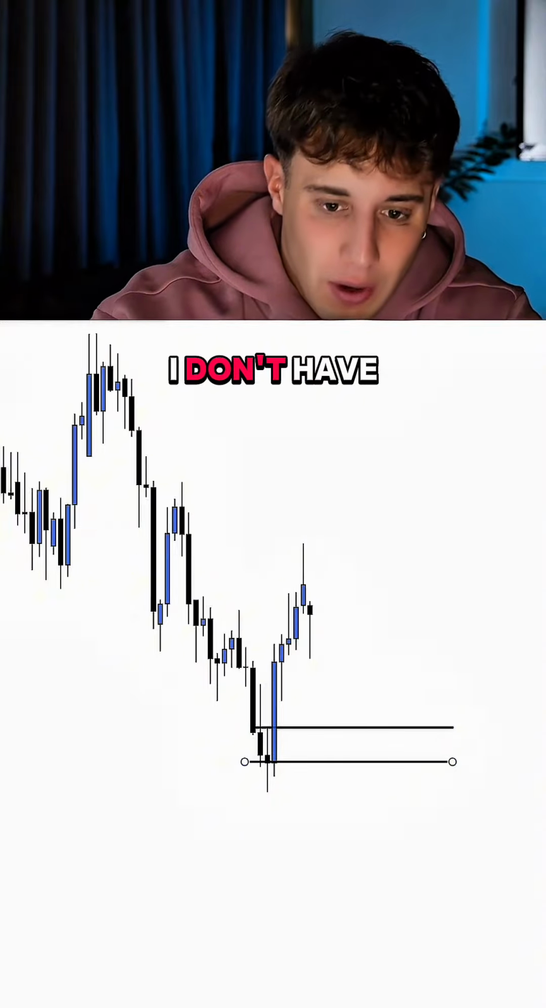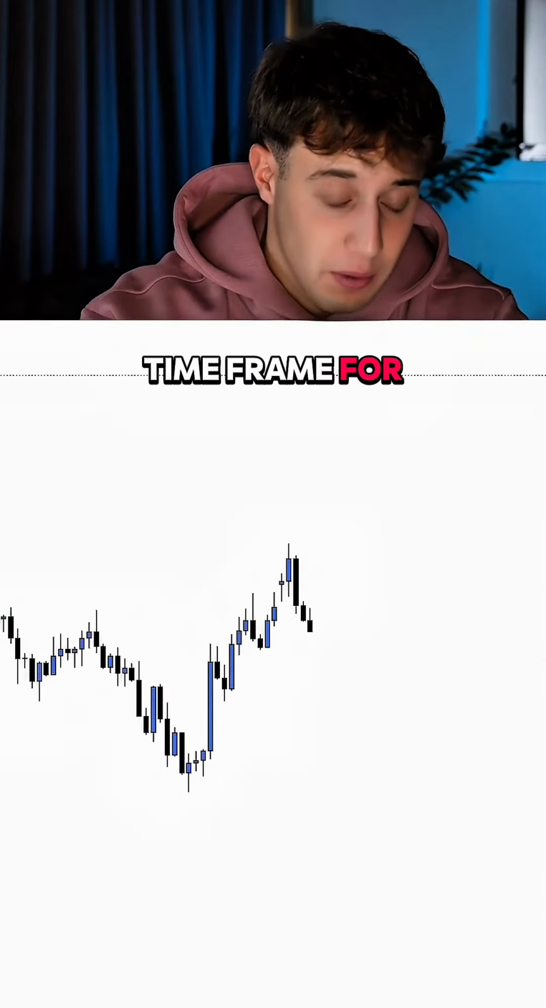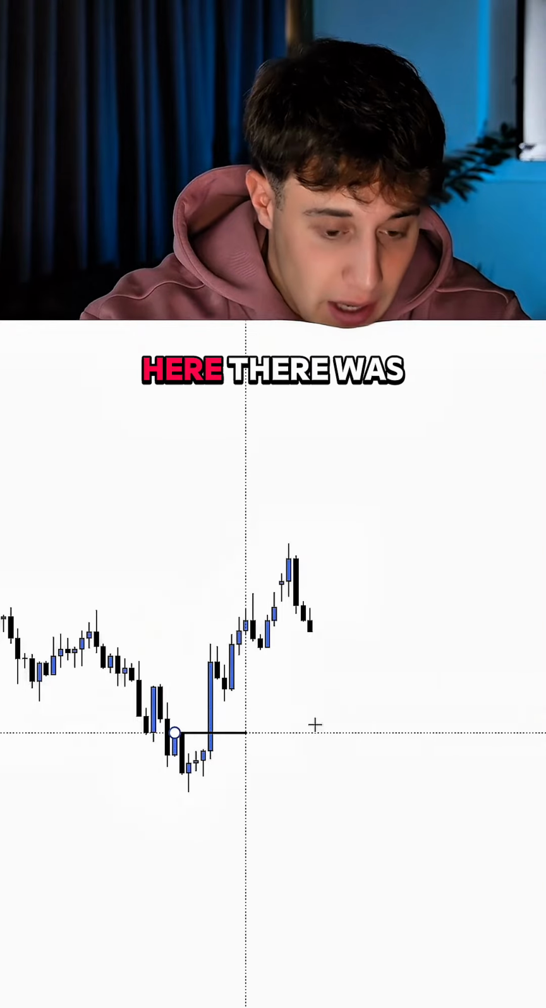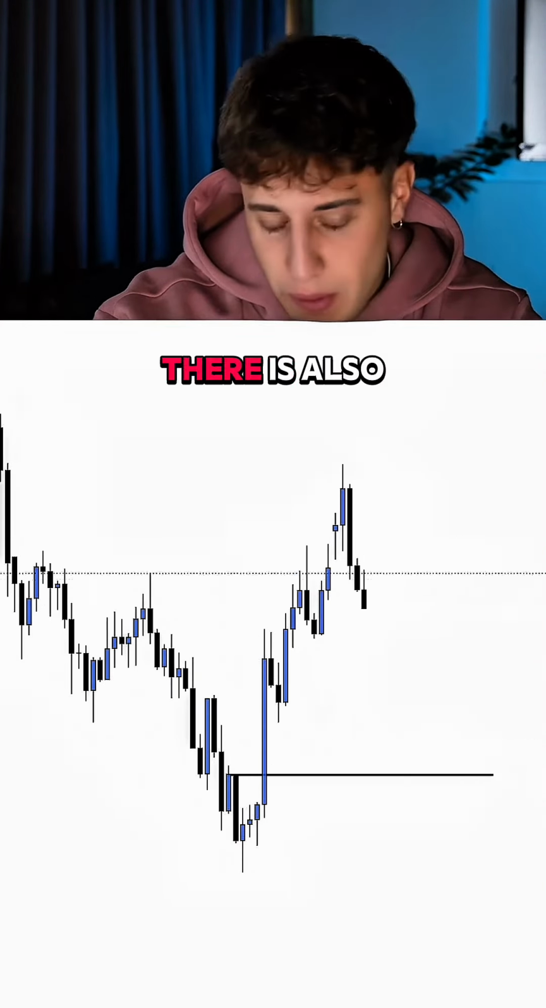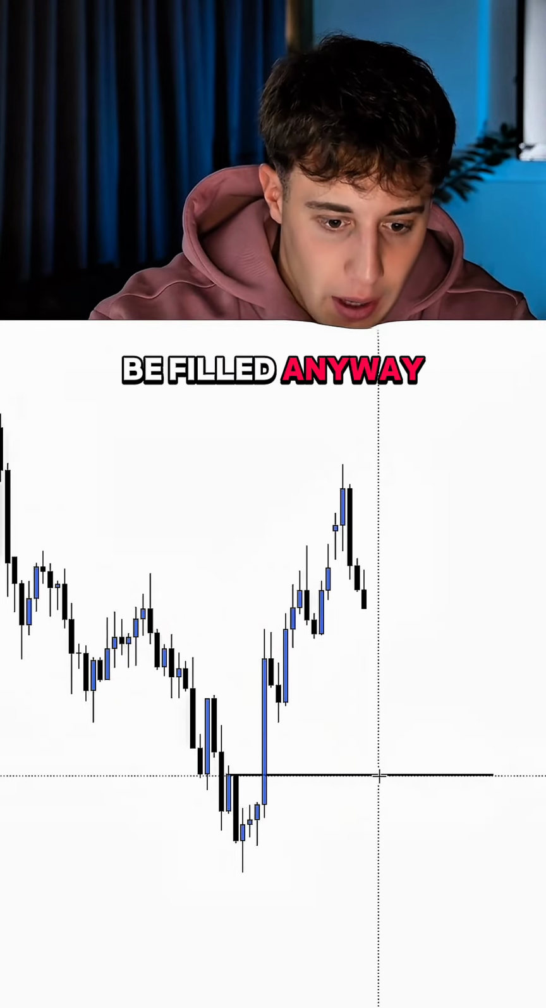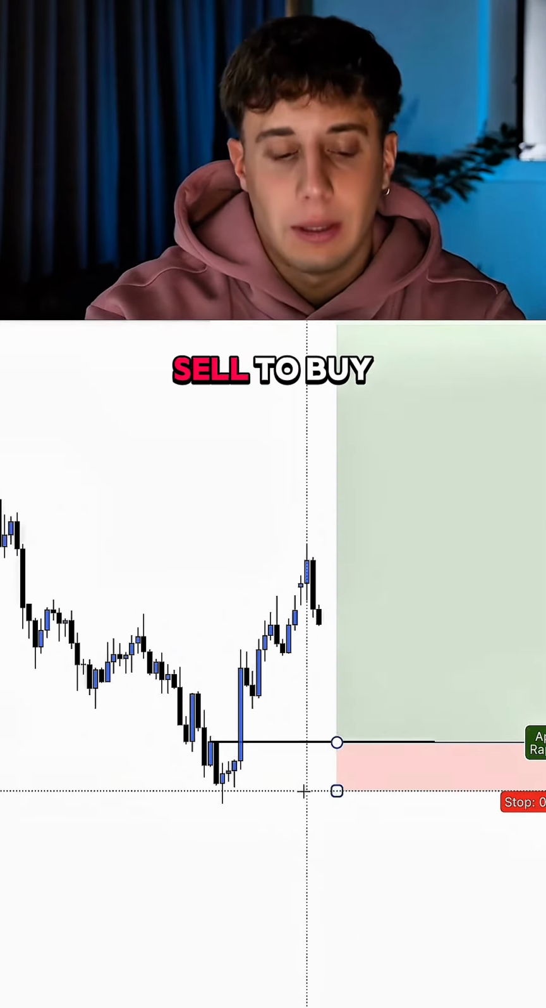From here, I don't have a really clear candle to use, but if I go down to a lower time frame, for example the 8 hour, I see that here there was the last sell candle before the buy, which is where the dominance shifted. There is also some inefficiency to be filled anyway, so I would enter here and set the stop below the candle I identified, the sell to buy.